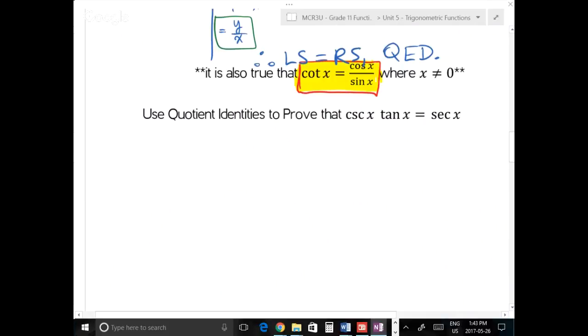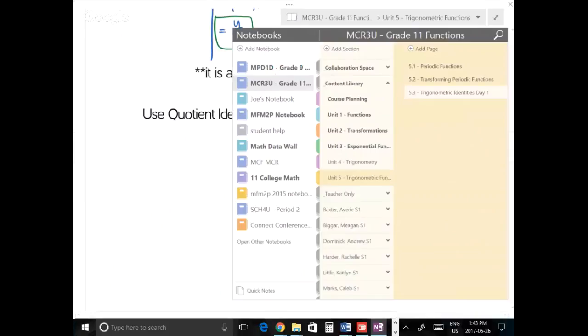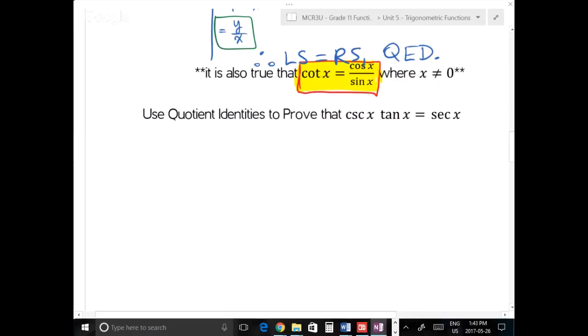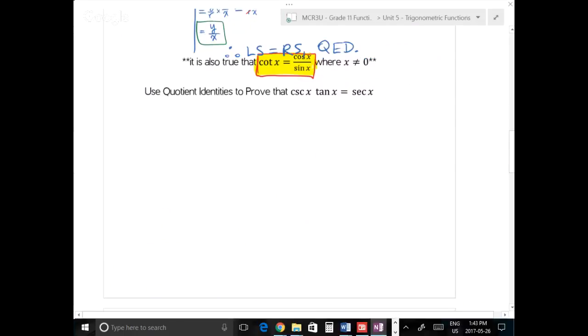We're going to use the quotient identities to prove that the cosecant of x times cotan of x, and really a little dot in there might be helpful for you just to know we're talking about multiplication. It's actually not needed. If you write 2 identities next to each other, or 2 ratios next to each other, it's understood they're multiplied. But not a bad idea to draw a dot in. Can you prove that that equals the secant of x?